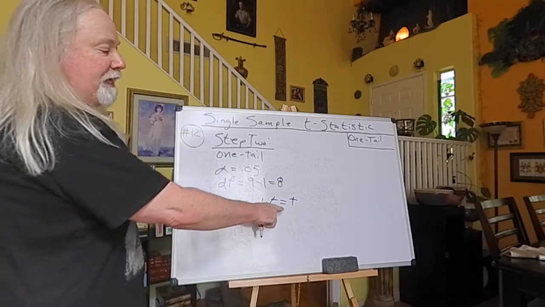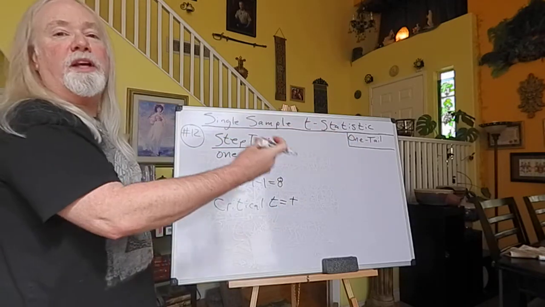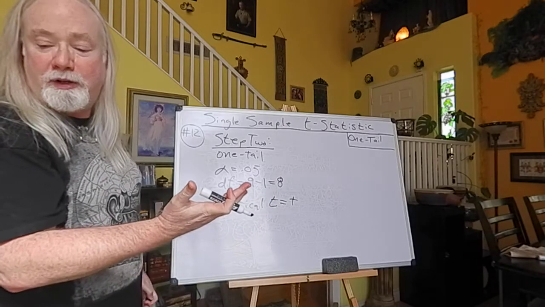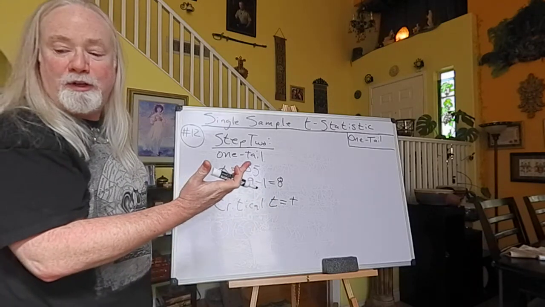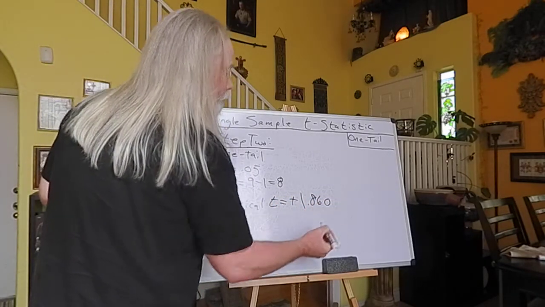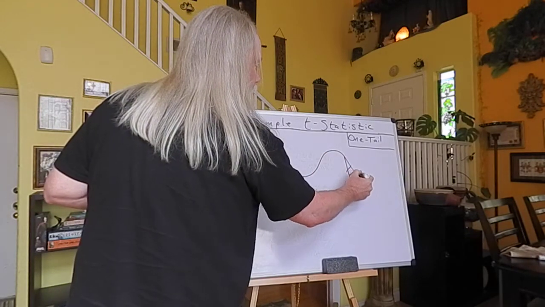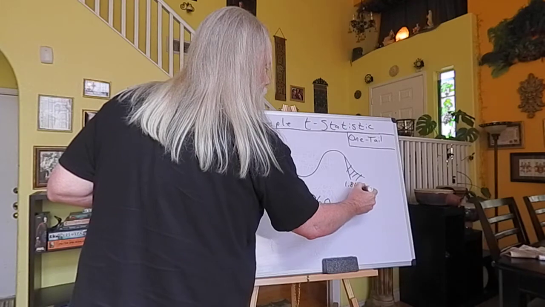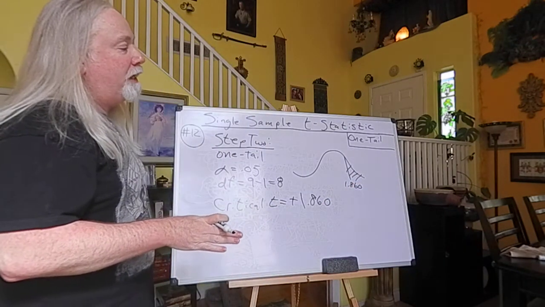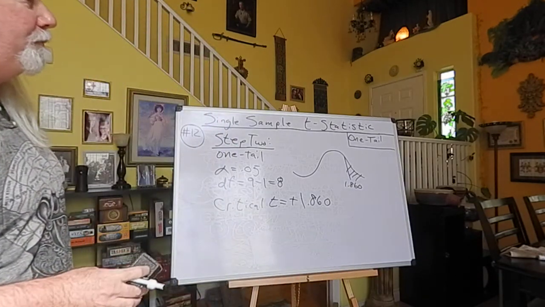Now, our critical t is only going to be positive because we're only looking on the right side. If we were looking for scores to go down, as usual, this would be negative, but right now it's only positive. And the number you should find in the table is 1.860. So that's our new critical region. Those are our new targets. That's where our t statistic needs to land.